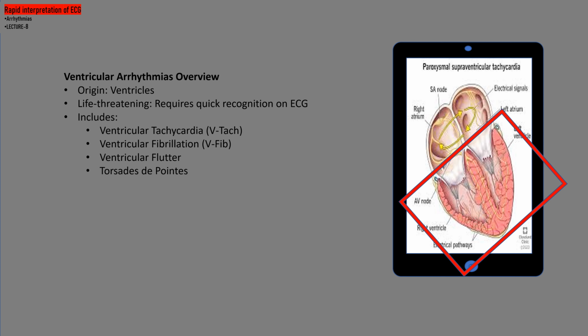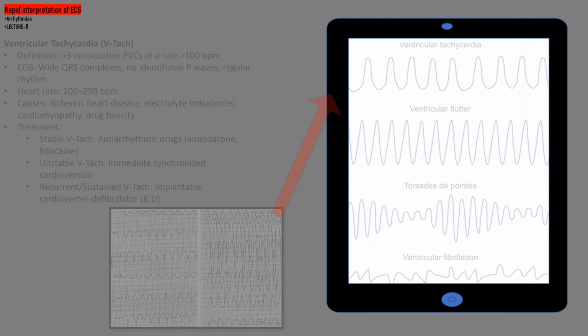Now let's explore ventricular arrhythmias, another critical group of heart rhythm disturbances that originate in the ventricles. These arrhythmias can be life-threatening, and it's crucial to recognize them on an ECG in order to act quickly. Ventricular arrhythmias include ventricular tachycardia, VTach, ventricular fibrillation, VFib, ventricular flutter, and torsade de pointes. Let's go over each one, how to identify them on an ECG, and their respective treatments.